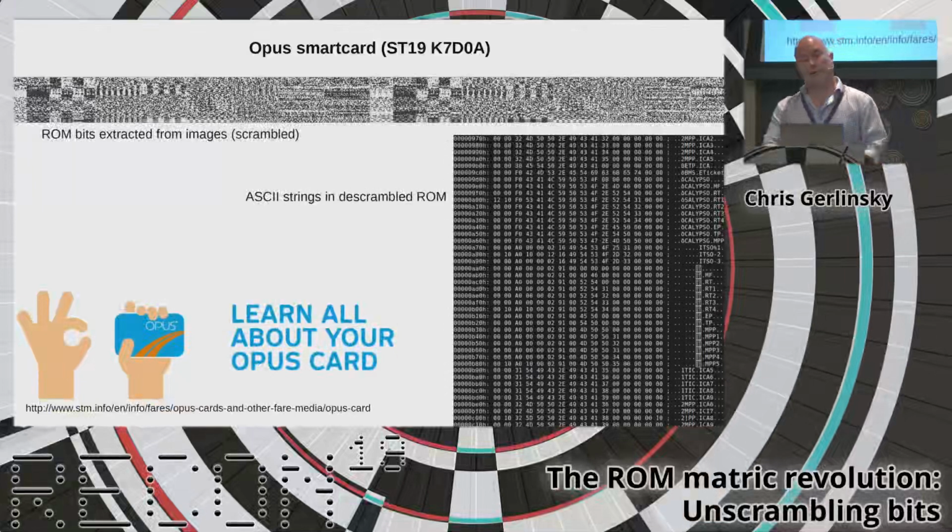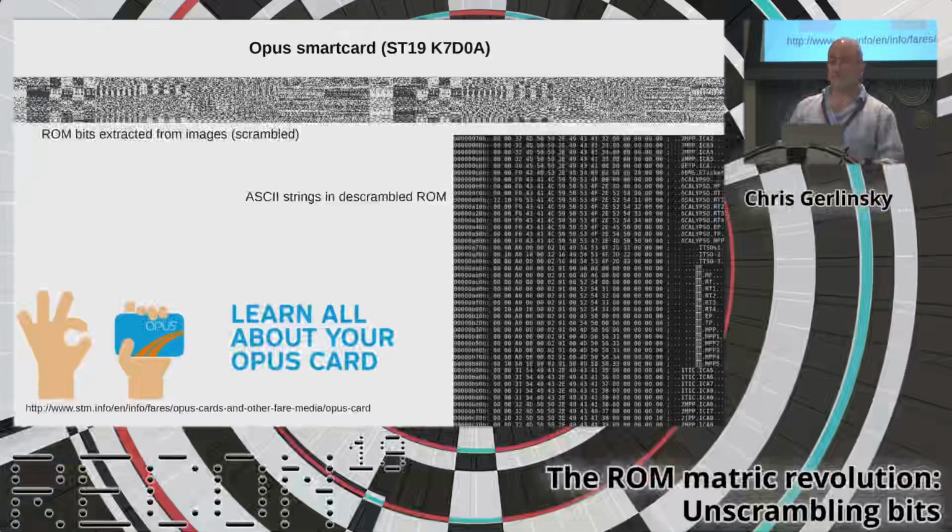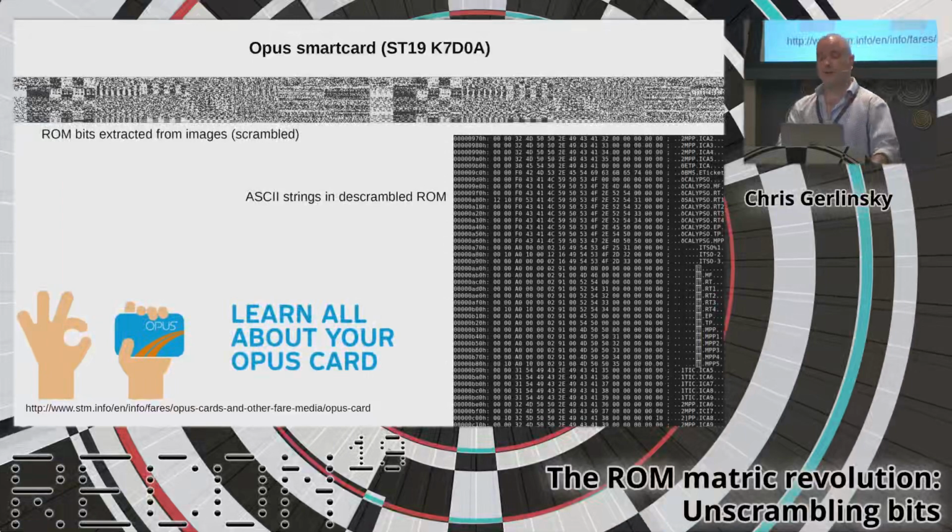So the patterns in the plain text make it easier to visualize the patterns in the scrambled bits. And then also, once you start descrambling and you start to see this ASCII text, you're pretty confident already that you have the descrambling correct, because you're not going to get valid, human-readable ASCII text if you don't have the bits organized in the right way.